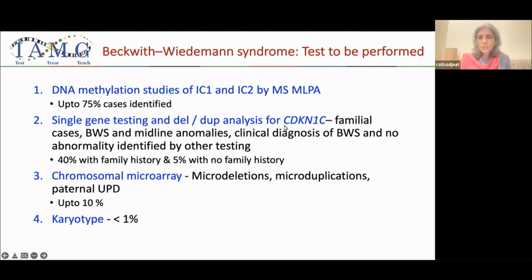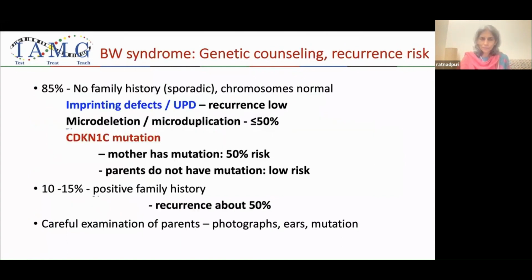So if you've got a strong suspicion of Beckwith-Wiedemann syndrome and your methylation has not identified the abnormality, or we could also have familial cases here. That means there could be a parent who's affected with Beckwith-Wiedemann and the child also is clinically suspected to have Beckwith-Wiedemann. In these situations, we will do the single gene testing for the CDKN1C gene as well as deletion duplication analysis. What is the counseling and the recurrence risk?